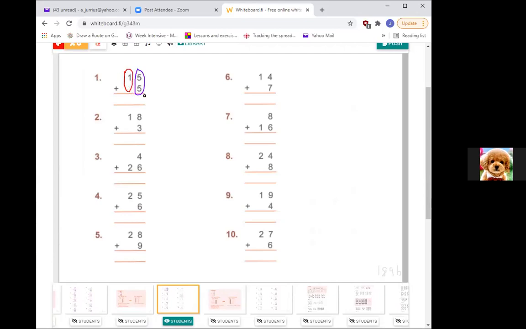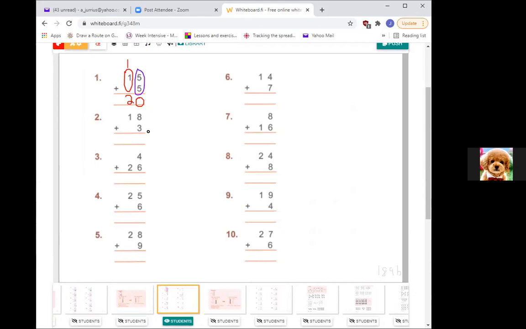So in the ones column, what you do is you add, what's 5 plus 5? 5 plus 5 equals 10. Right. So I write down a 0 and I carry the 1. And now I say 1 plus 1 is? 1 plus 1 is 2. So the answer is 20. What do you think? Yes. We're going to practice this.